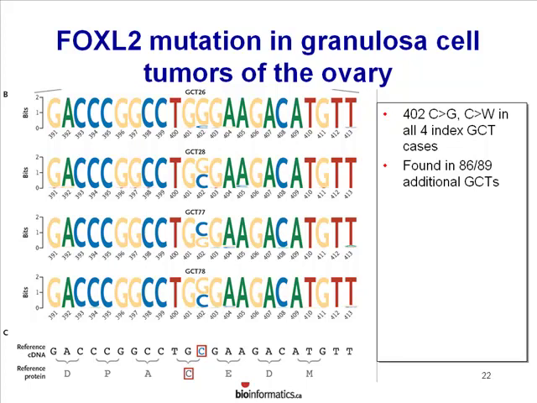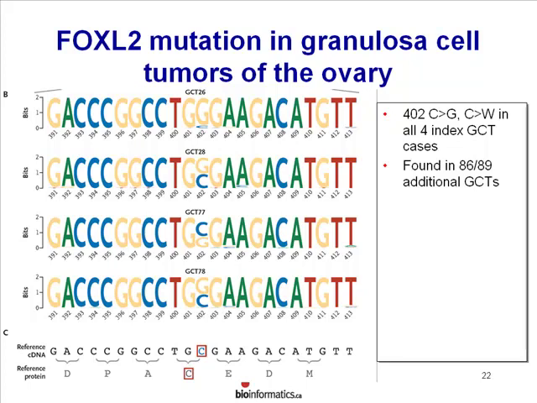The lead of this study, Dr. David Huntsman, called in lots of favors from around the world, and people were sending us additional samples. And we found this mutation at exactly the same position, again in this gene, in 86 of 89 additional granulosa cell tumors.